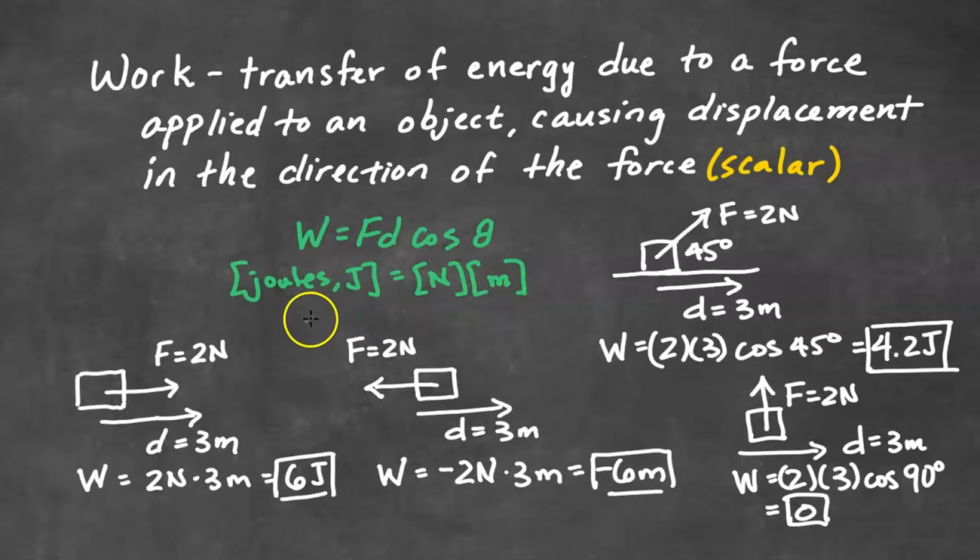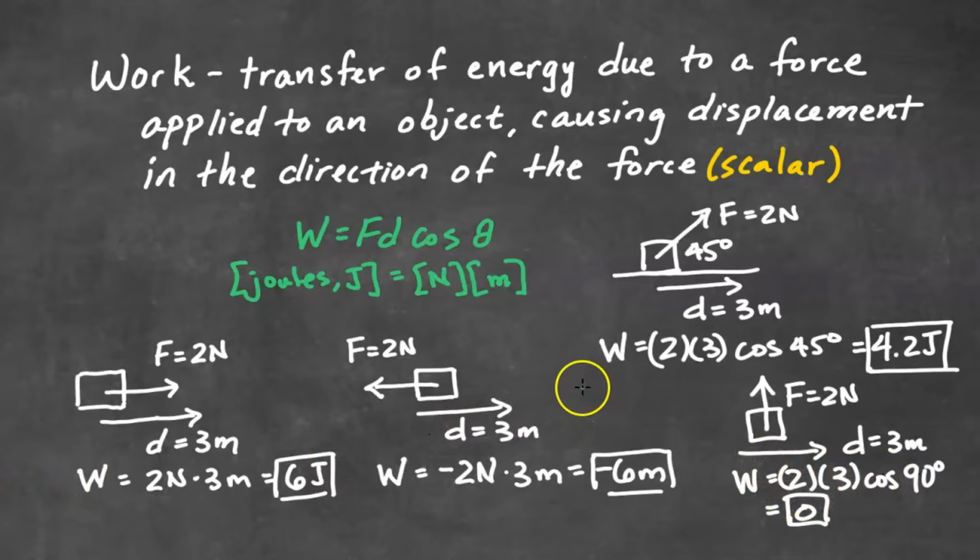Now let's take a look at examples where work is positive, negative, or zero. If the force is in the same direction as the displacement, then the work is going to be positive. If the force and the displacement are in opposite directions, then the work will be negative. If the force and the displacement are at an angle, then we will need to use our equation: work equals Fd cosine theta. Theta will be the angle between the force and the displacement. If the force and the displacement are perpendicular, then theta is going to be 90 degrees, and cosine 90 degrees is 0, so the work done will be 0.